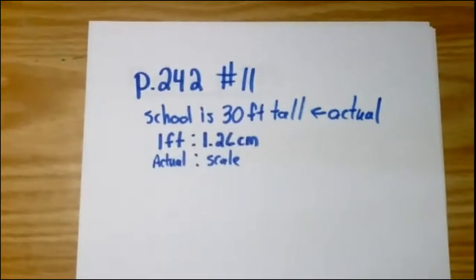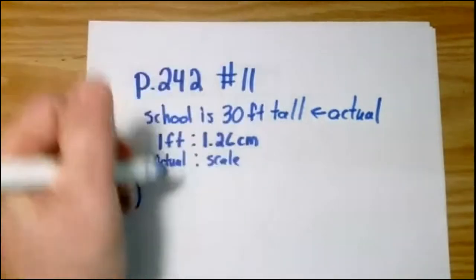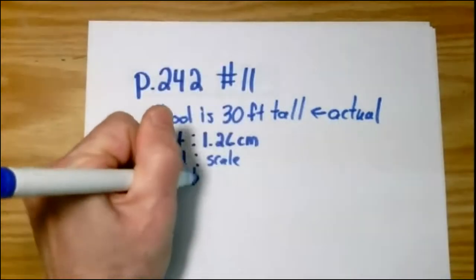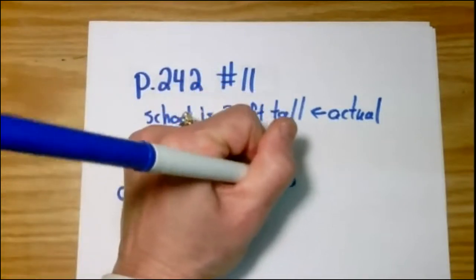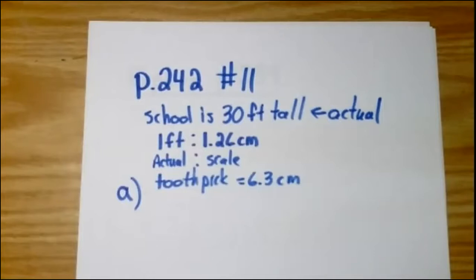So A says, if a toothpick is 6.3 centimeters tall, so the toothpick, we'll put that here, toothpick equals 6.3 centimeters tall. That's the actual size of the toothpick, right? How many toothpicks tall will your model be? So how do we set this up?